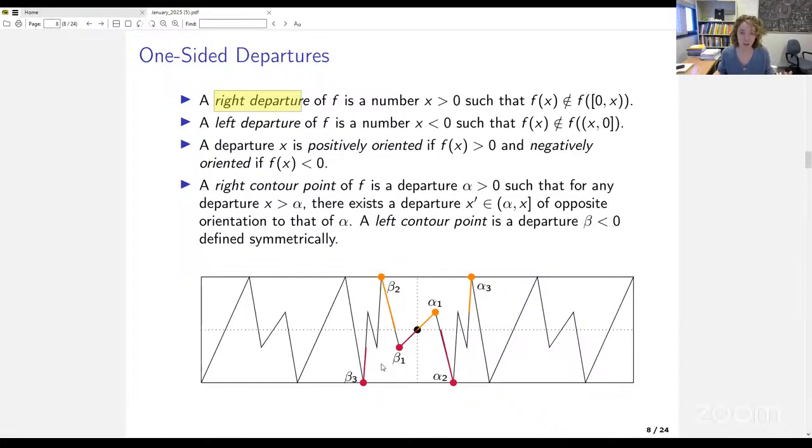All right, we say a departure is positively oriented if it's above 0. So in orange, we have all of our positive departures. And we say it is negatively oriented if it is below 0. So here in the red, we have indicated our negative departures.